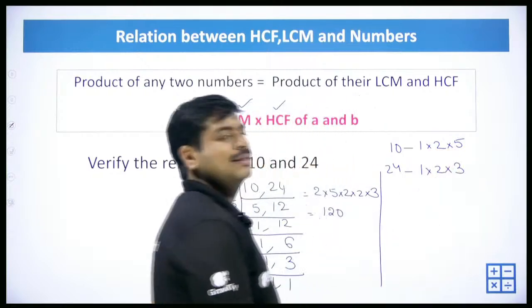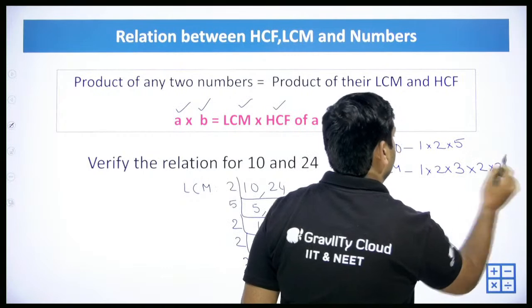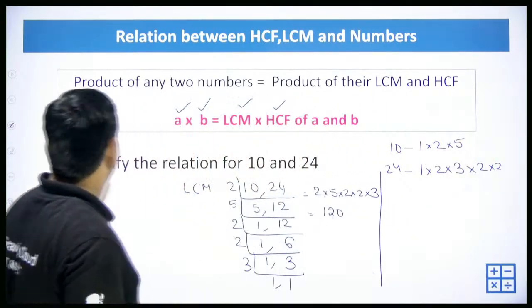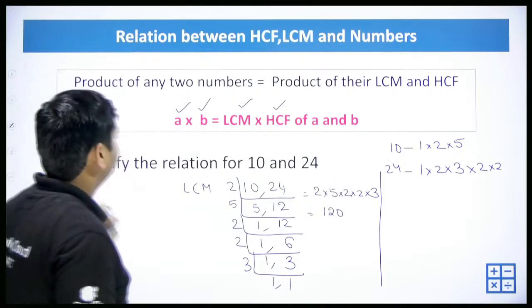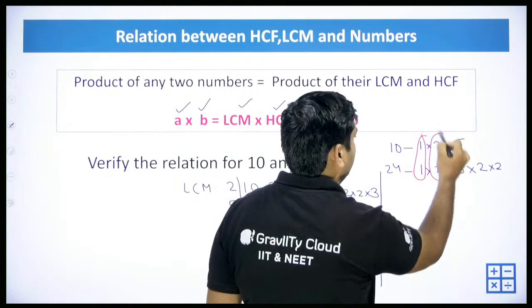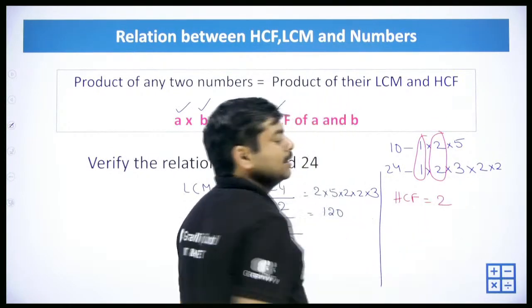So there comes 6, and still we have 4 into 2 into 2: 3 2s are 6, 6 2s are 12, 12 2s are 24. So now tell me which factors are common. 1 is common, 2 is common. That's it, right? So HCF is equal to 2.